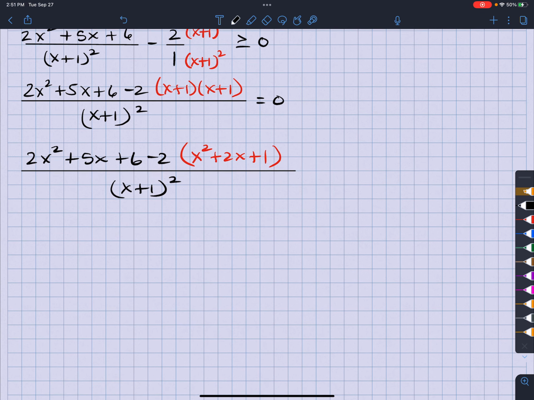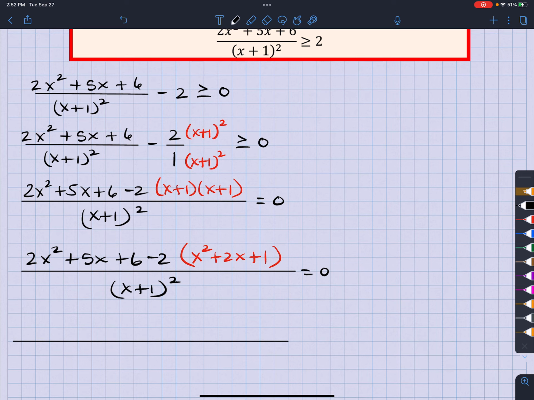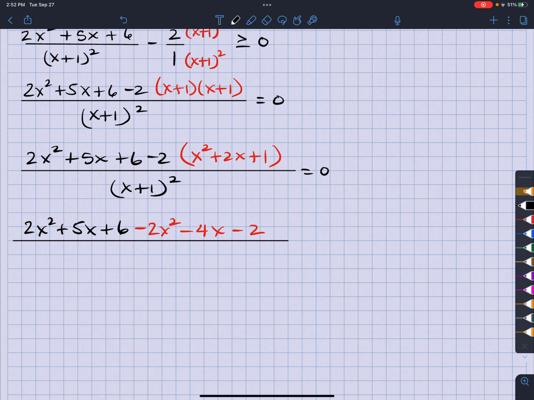Now I distribute the negative 2. So much fun. All right, let's try this. Let's keep on going here. One page later. So I got 2x squared plus 5x plus 6. And then I got minus 2x squared minus 4x minus 2. And that's going to be over x plus 1 squared is equal to 0.